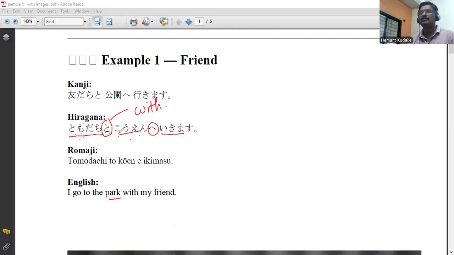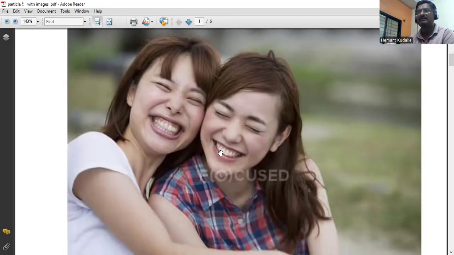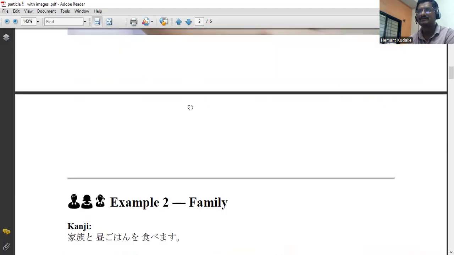Okay, so particle "to" can be added after a person's name or animal name. Then the meaning will become "with". So for example, I have added a few images.